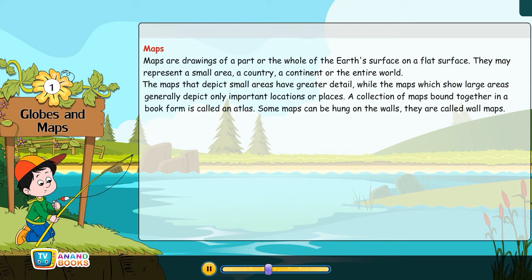Some maps can be hung on the walls. They are called wall maps. They are available in many sizes. They are also used in a class to teach students.